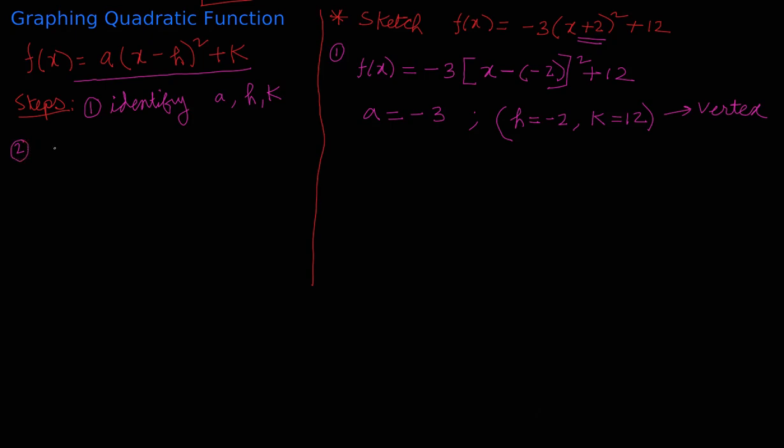Now let us see step number 2. If a is greater than 0, then the function opens up, and if a is less than 0, then the function opens down. For step number 2 of our problem, a is -3, which is less than 0. So my function is going to open down.